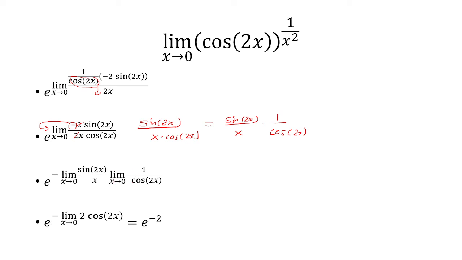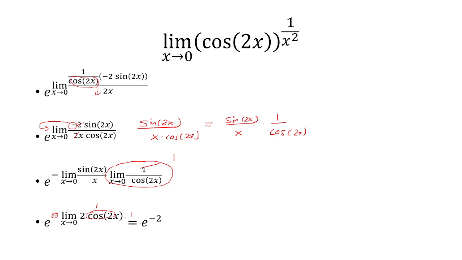Now, as x approaches 0, cosine 2x goes to 1. So this whole thing right here, this limit is 1. So really, I just have 1 here. And then I'm just taking the limit as x approaches 0 of 2 cosine 2x. Well, cosine of 0 is also 1. So this is 1. And then I have a negative. So it's really negative 2 times 1 times 1. That's going to be negative 2.